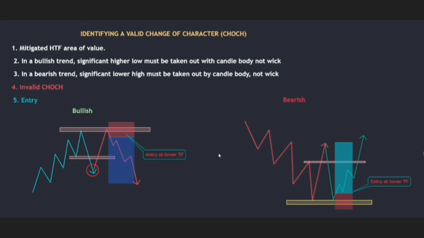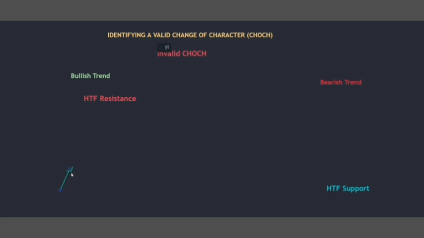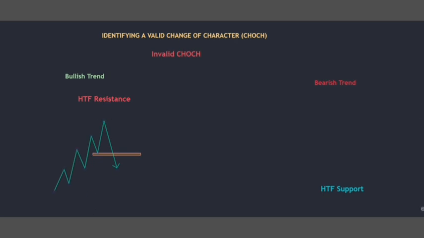So now let's move on to what we should not do in an uptrend. Let's say this is a higher high, higher low, higher high, higher low, higher high, higher low, and then we see a change of character happening like that, a break below the higher low. We will not be quick to conclude, but we will see that this is hanging.